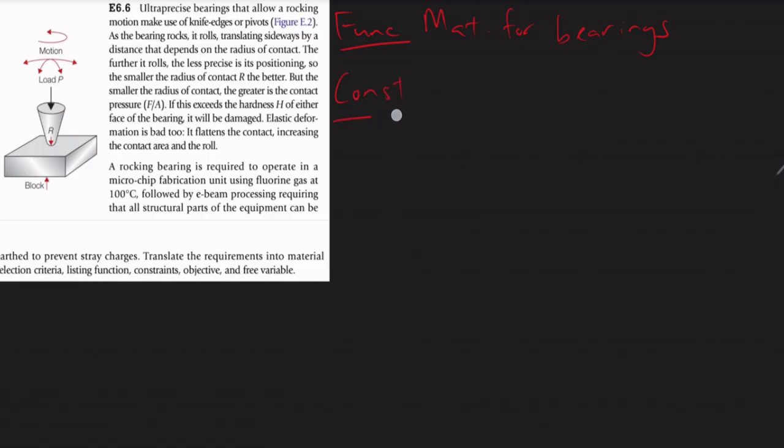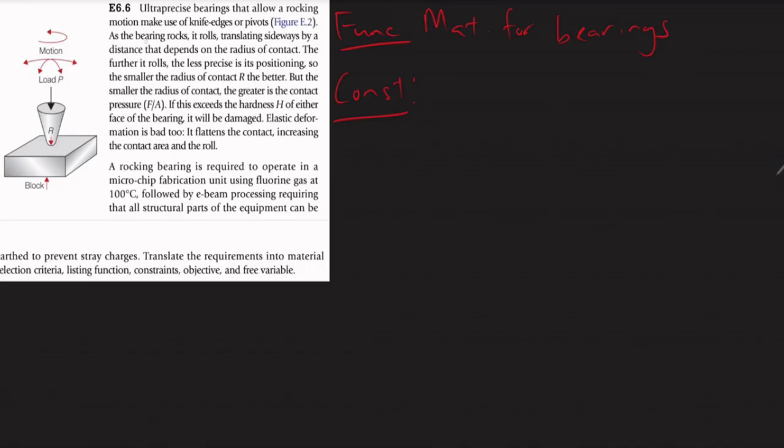Next, we have the constraints. That's the next thing that we are looking for right now. An ultra precise bearing that allows a rocking motion makes use of knife edges or pivots. If you look at this diagram over here, the knife edge makes a rocking motion, and it tries to scratch on the block. So that's what is going on.